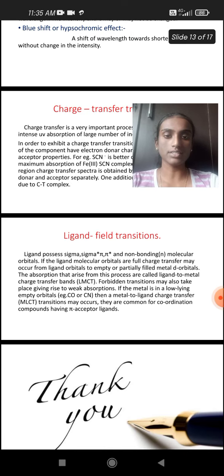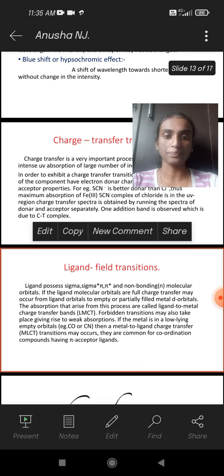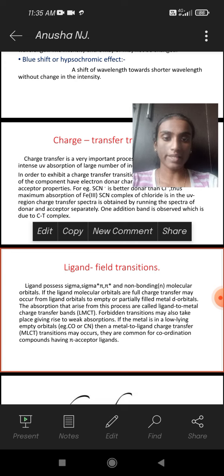And the next one is ligand field transition. Ligands possess sigma to sigma star, pi to pi star and non-bonding n molecular orbitals.